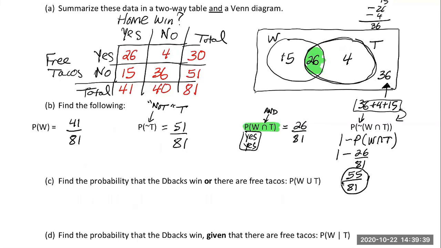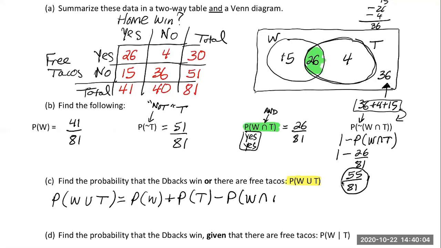Letter C, find the probability the Diamondbacks win or there are free tacos. And I included the notation. The or is a union, the U symbol there. So that would be probability of win or free tacos were given. This is the general addition rule. So you have probability they win plus probability there are free tacos minus they win and there are free tacos. We want to count the overlap, but we don't want to double count it.